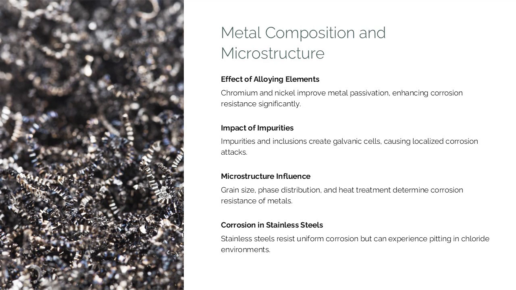Material properties significantly influence corrosion behavior. Alloying elements like chromium and nickel enhance passivation, while impurities or inclusions can create galvanic cells, promoting localized attack. Grain size, phase distribution, and heat treatment affect corrosion resistance. For example, stainless steels resist uniform corrosion but may suffer from pitting in chloride environments. Selecting appropriate alloys and controlling microstructure through processing are vital for corrosion prevention.